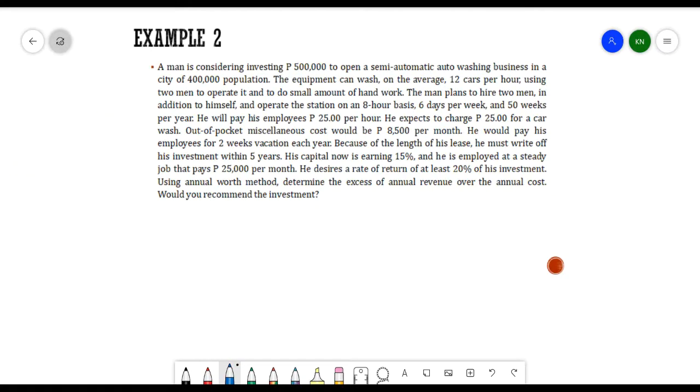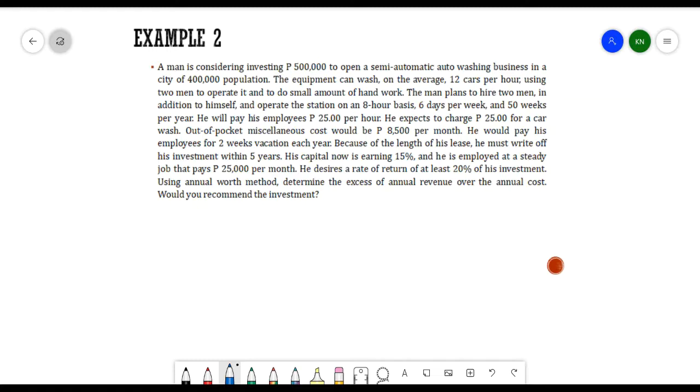So we have here another example under the annual worth method. A man is considering investing 500,000 pesos to open a semi-automatic auto washing business in a city of 400,000 population. The equipment can wash on the average 12 cars per hour, using two men to operate it and to do a small amount of handwork. The man plans to hire two men in addition to himself and operate the station on an 8-hour basis, 6 days per week and 50 weeks per year.